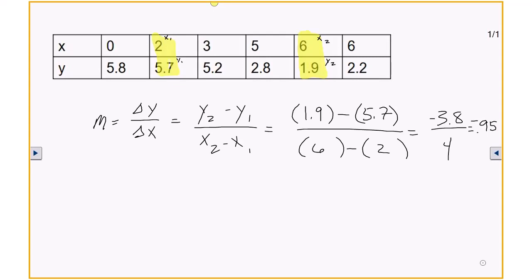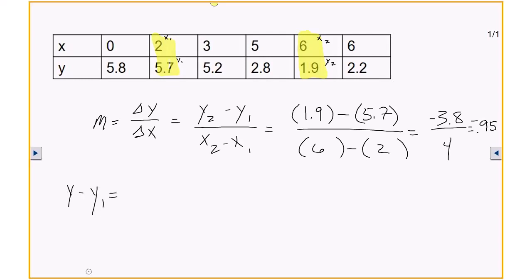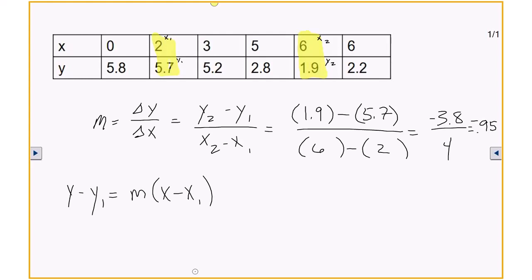Good point. Now we need to pick a point. y minus y sub 1 is equal to m times x minus x sub 1. So I'm going to pick a point. Which one do you think I'm going to pick out of all those points? 5.7? Nope, I'm going to pick this one. Why? It has a 0. KISS method: it has a 0.